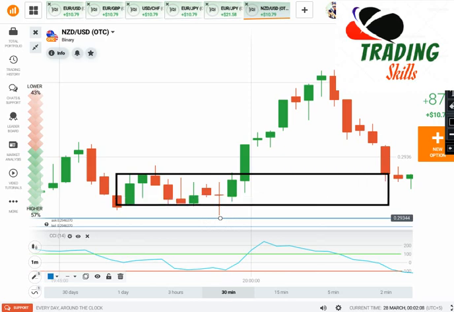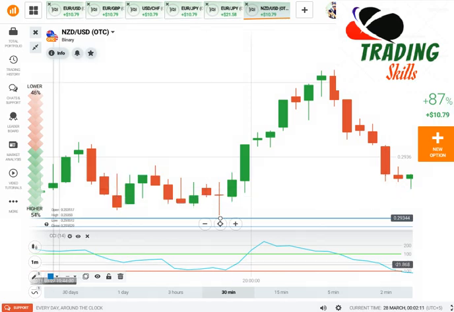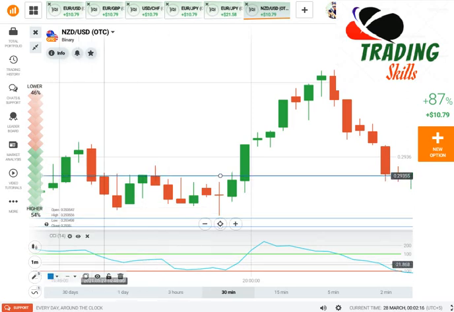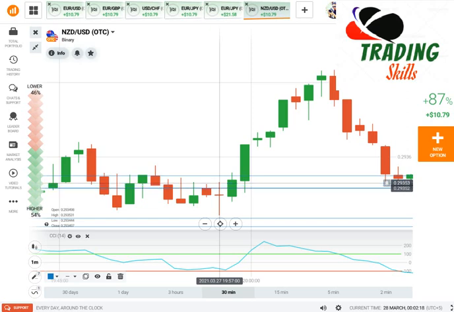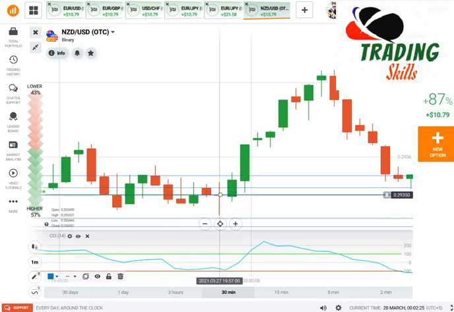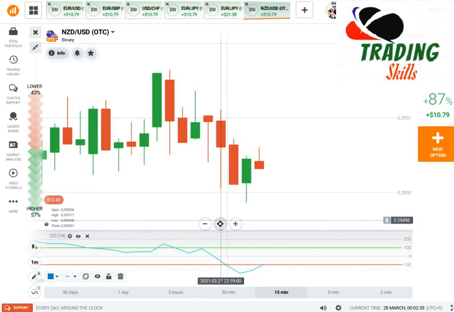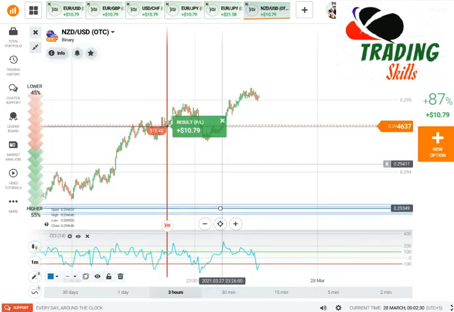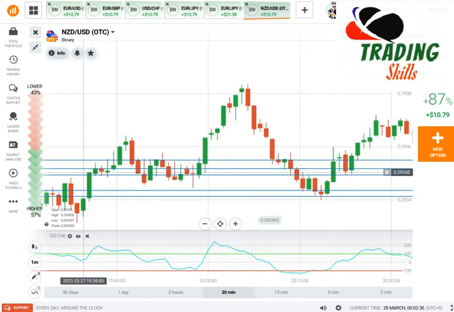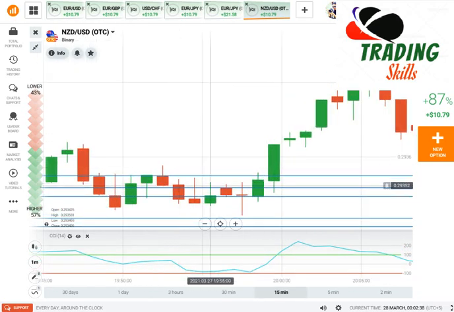Now you can see, now I'm going to draw a line here. You can see this is the level. From this point I'm seeing a level, so because of this zone you can trust the area. Now you can see I draw the lines here. So this is your resistance.